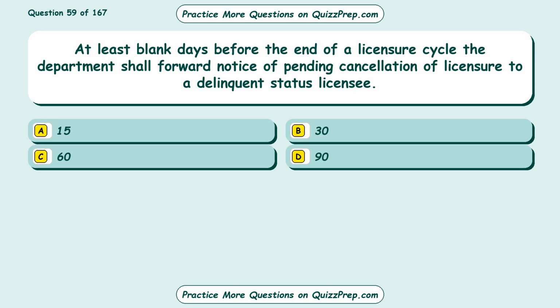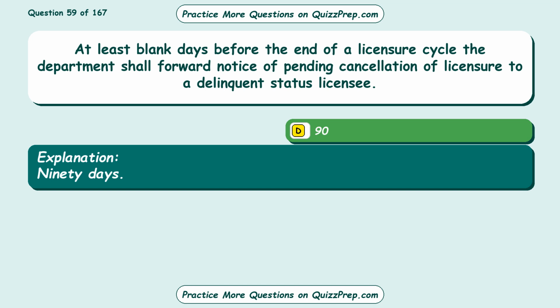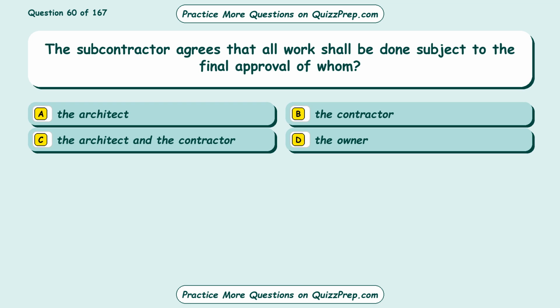Question 59. At least blank days before the end of a licensure cycle, the department shall forward notice of pending cancellation of licensure to a delinquent status licensee. Option A 15. Option B 30. Option C 60. Option D 90. The correct answer is option D, 90 days.